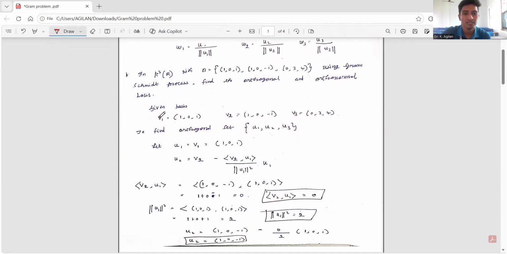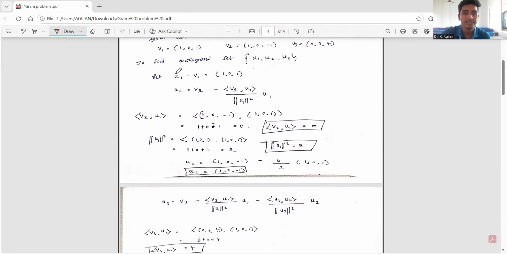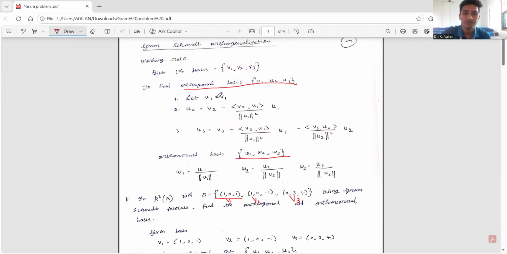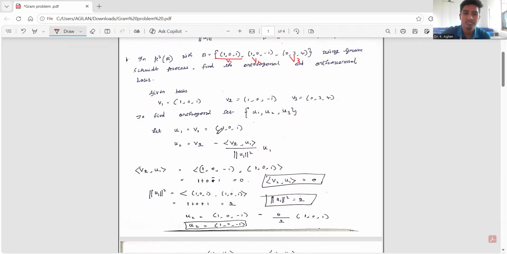Okay. So the given basis: this is V1, this is V2, and this is V3. Okay. So apply the U1 formula, U2 formula, and U3 formula to find the orthogonal set. So U1 is nothing but V1. So here V1 is (1, 0, 1). So U1 simply is V1, (1, 0, 1).